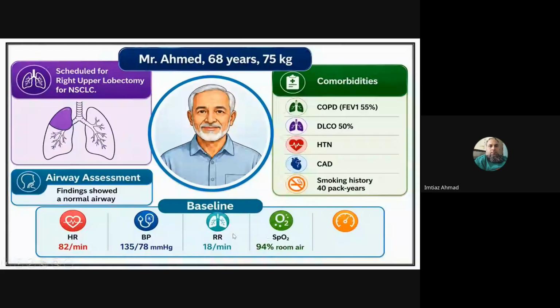Now, this is an AI-generated case scenario in which a patient, Mr. Ahmad, of 75 kg, 65 years of age, is scheduled for lung resection for non-small cell lung carcinoma. His comorbids include COPD with EF of 50, FEV1 of 55%, DLCO of 50%. He is hypertensive, history of coronary artery disease, and heavy smoker. His vitals are within normal limits. His airway assessment revealed normal airway.